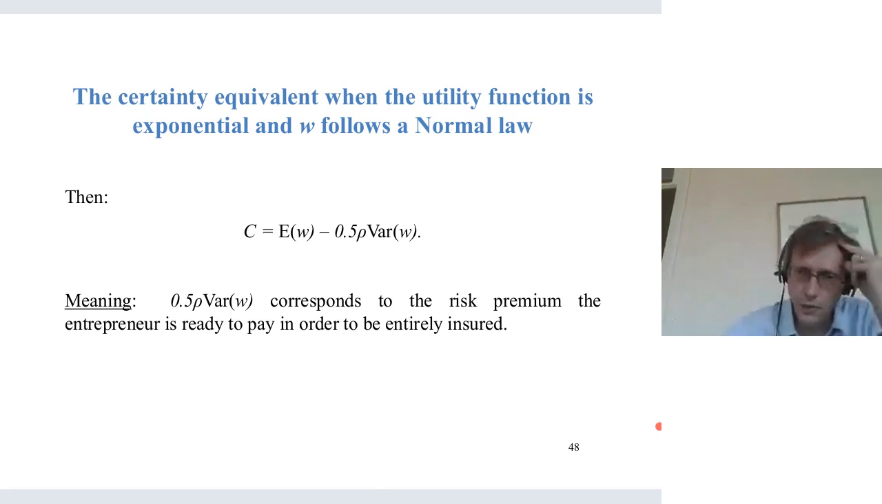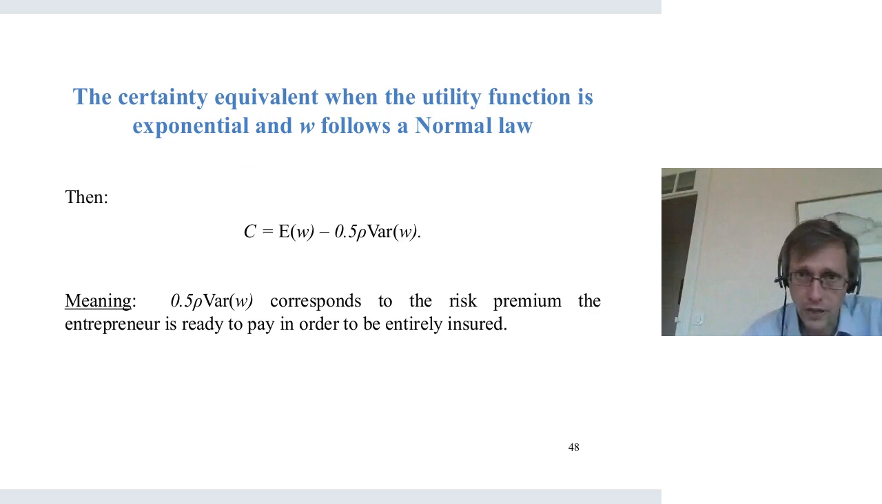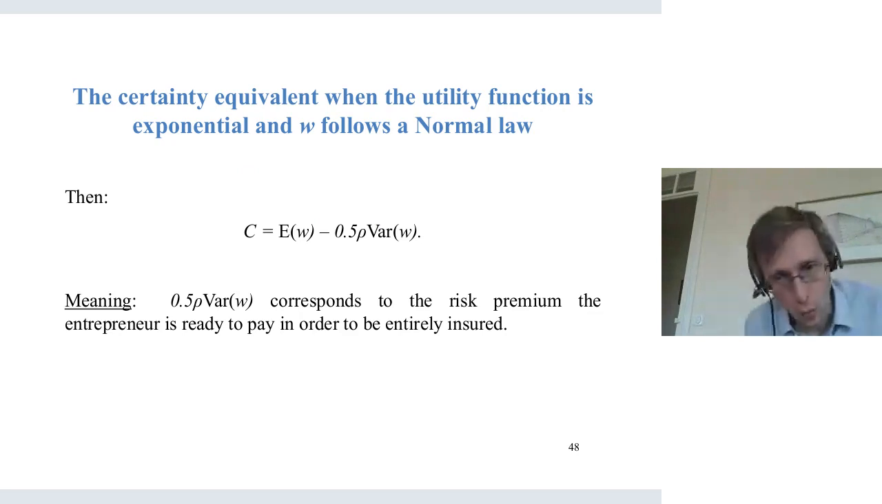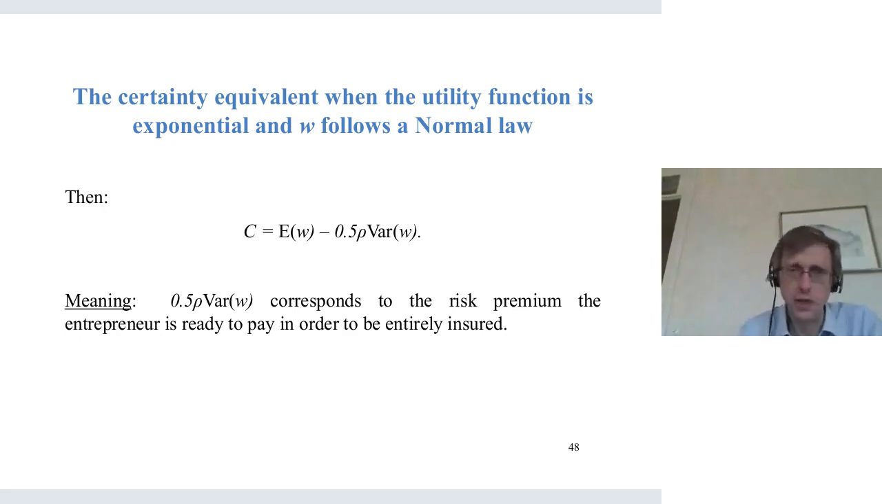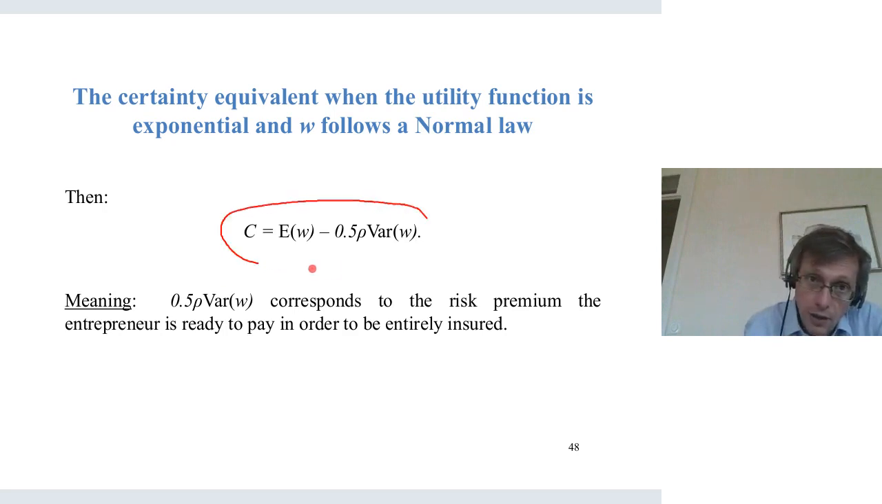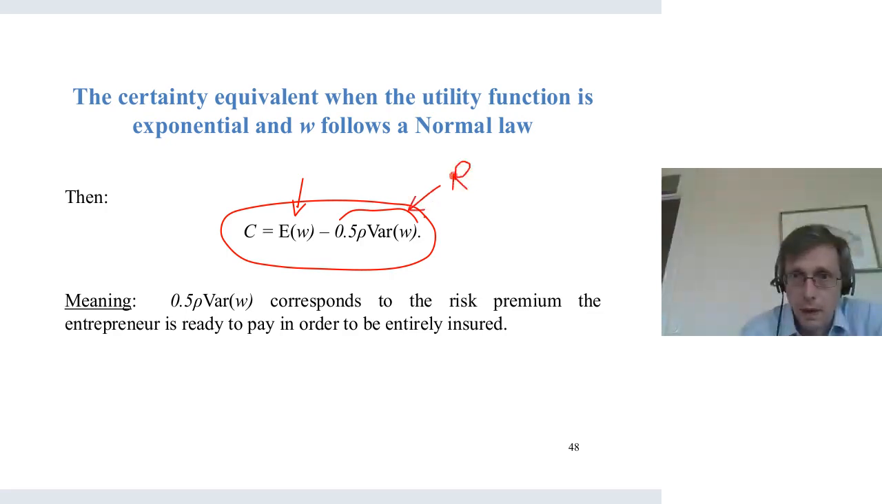So I told you that we were considering what is called an exponential utility function and a random variable distributed by a normal law. And in that case, actually, the certainty equivalent is very easy to write down. So basically, the certainty equivalent corresponds to the expected value of the random variable minus another term, which corresponds to a risk premium.